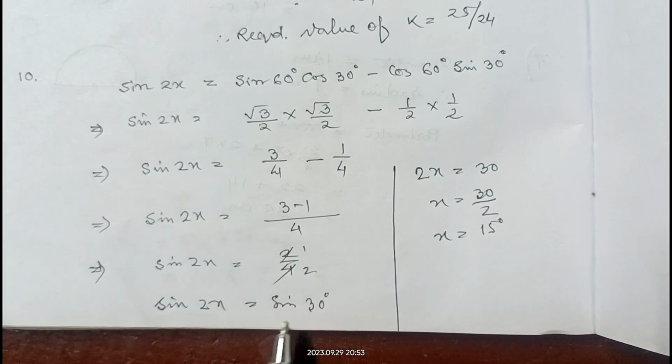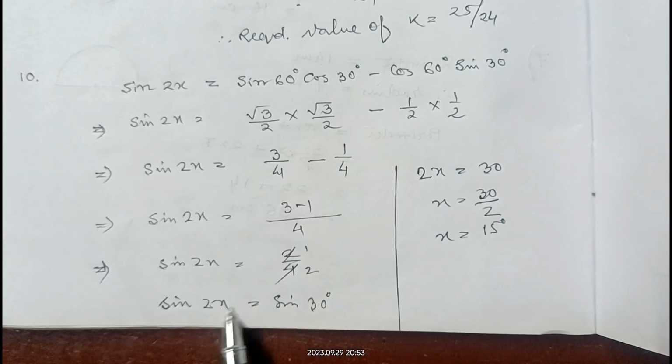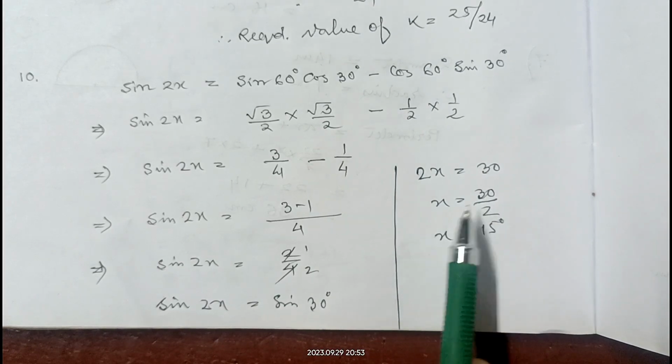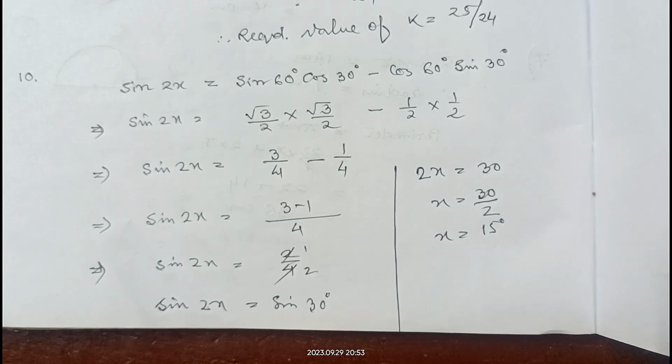Therefore sine of twice x equal to sine of 30, because sine 30 is half. Therefore twice x equals to 30, x equal to 30 by 2. So x equal to 15 degrees. Therefore required value of x is 15.